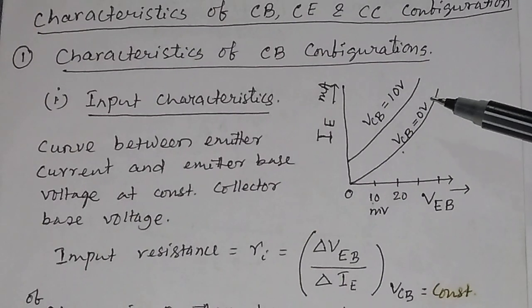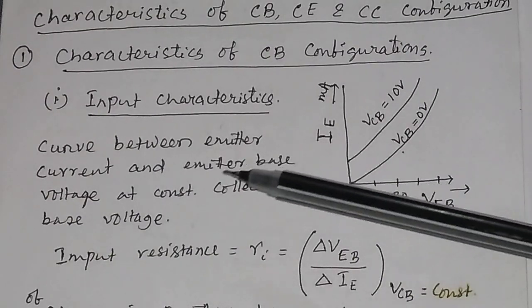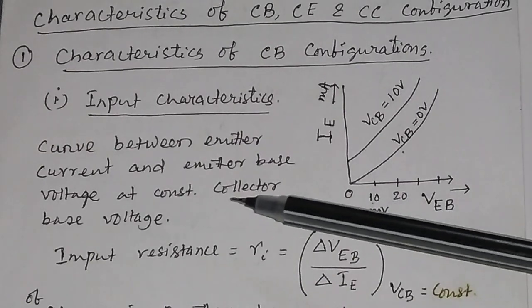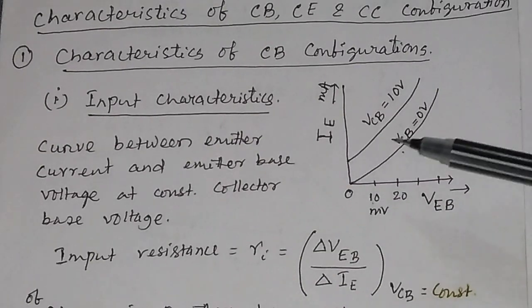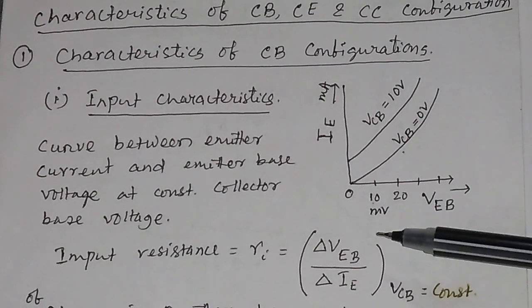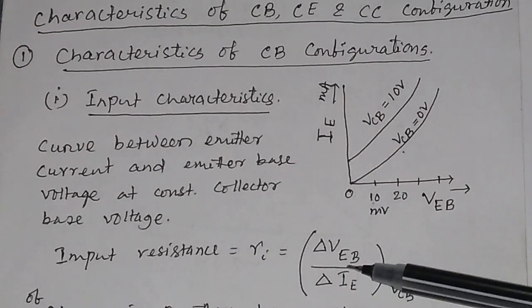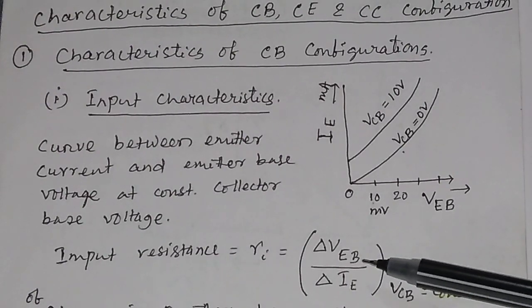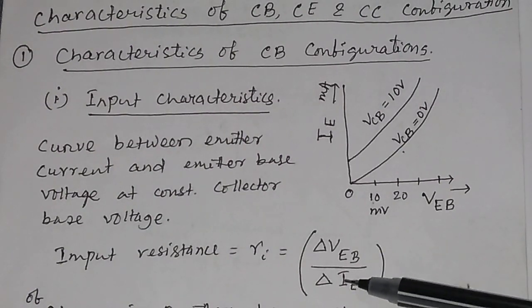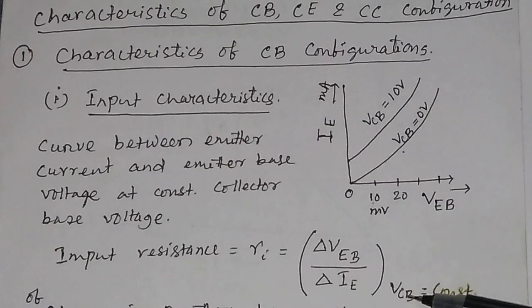This is the graph at constant collector base voltage 0 volt. This will be the shape of the graph, and this will be the shape of the graph for constant collector base voltage 10 volt. So the curve between emitter current and emitter base voltage at constant collector base voltage is called your input characteristics. In input characteristics you find out the input resistance. So input resistance Ri will be equal to delta VEB, EB for emitter base voltage, and delta IE for the emitter current, at constant collector base voltage.